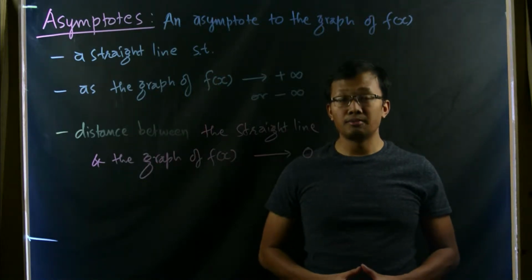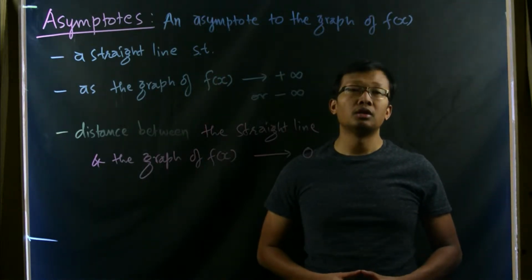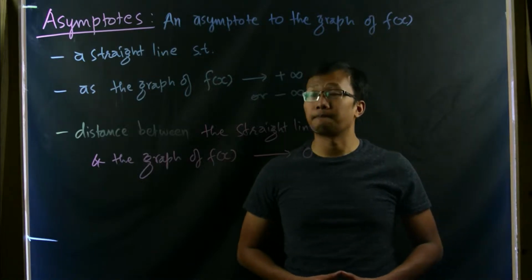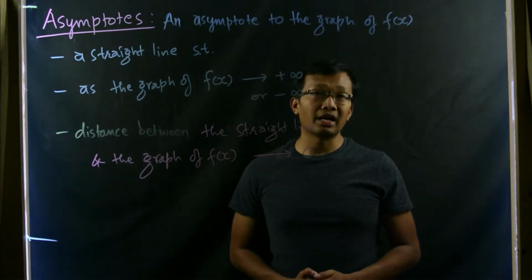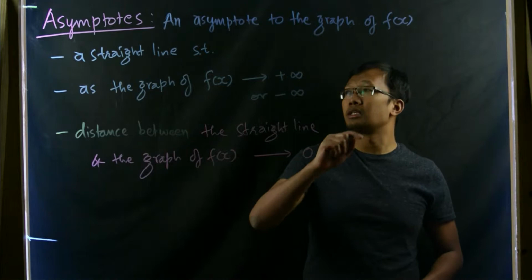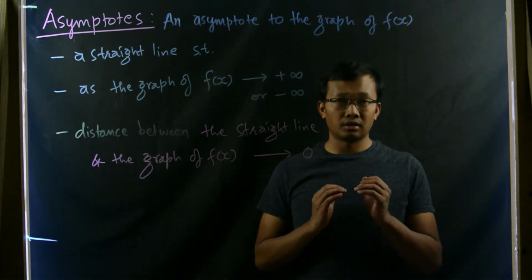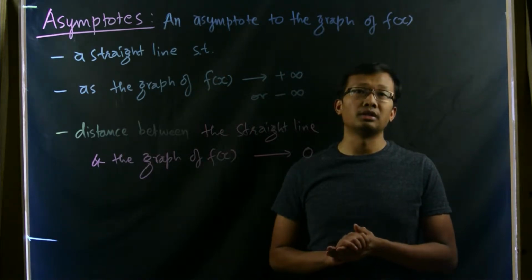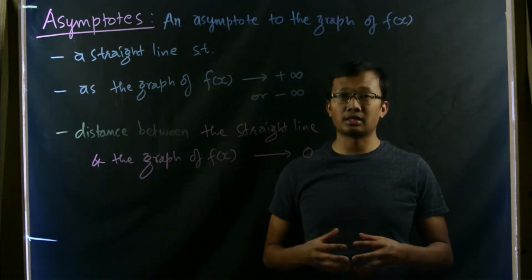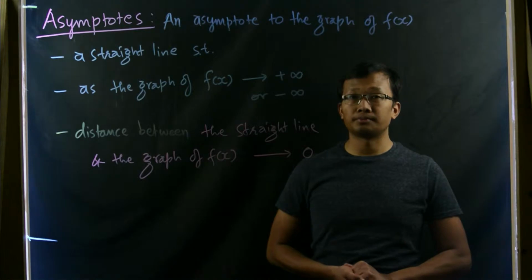Let's talk about asymptotes to the graph of a function. An asymptote to the graph of a function f of x is a straight line. Here in this course we will just consider a straight line to be an asymptote. In advanced courses you may get other curves as asymptotes also.